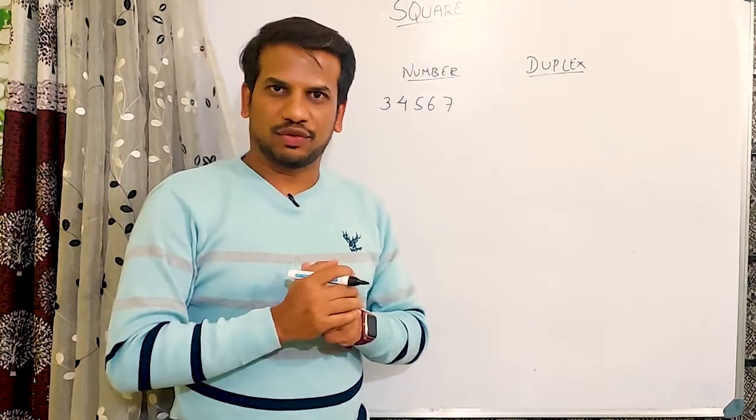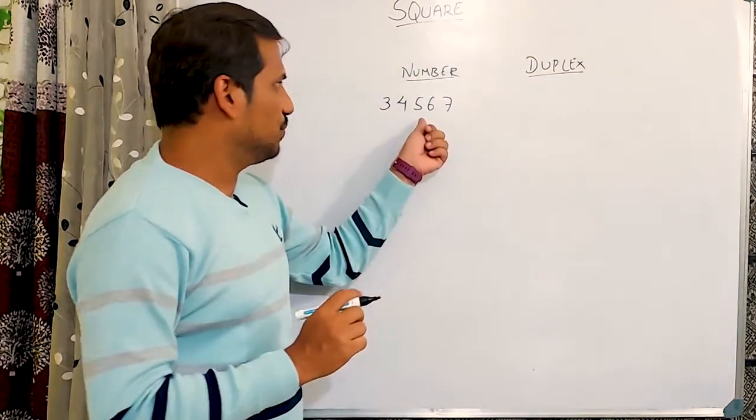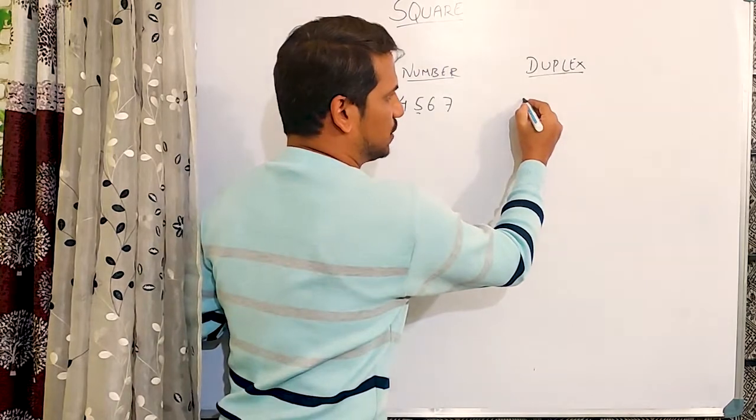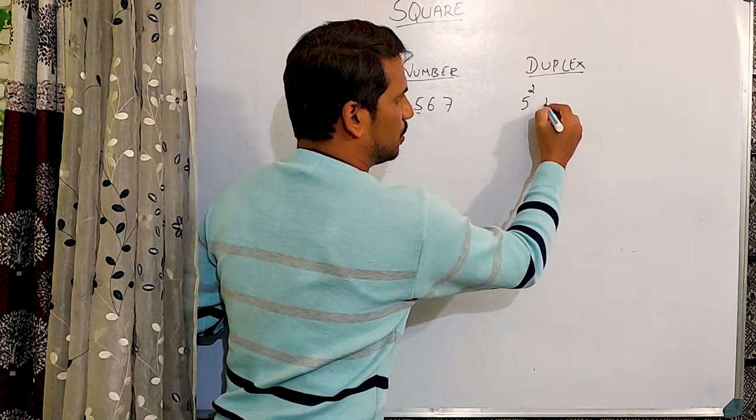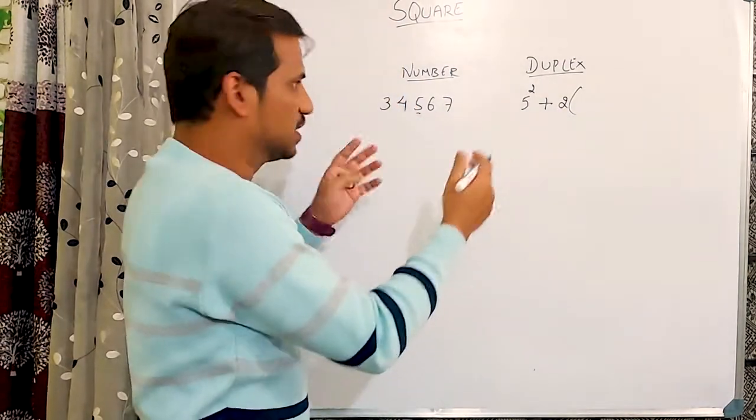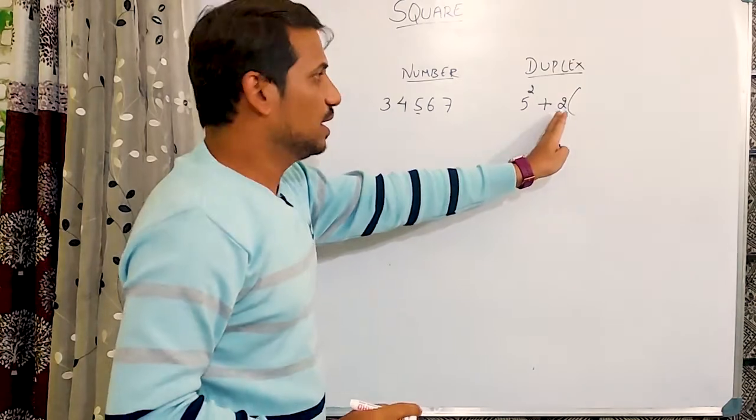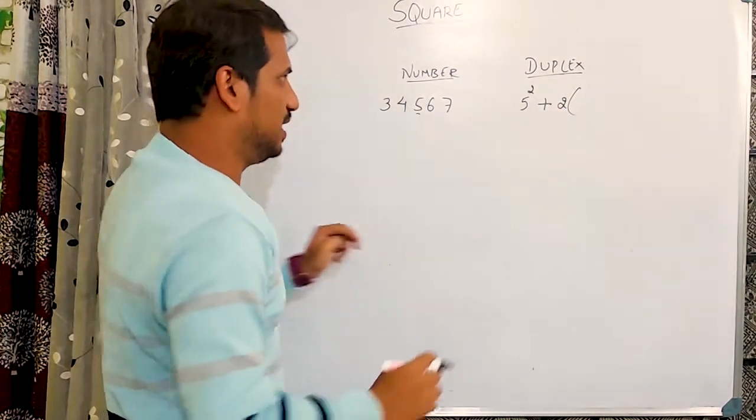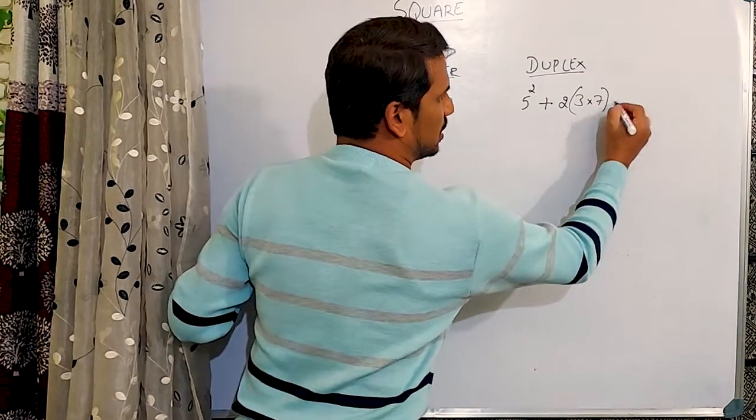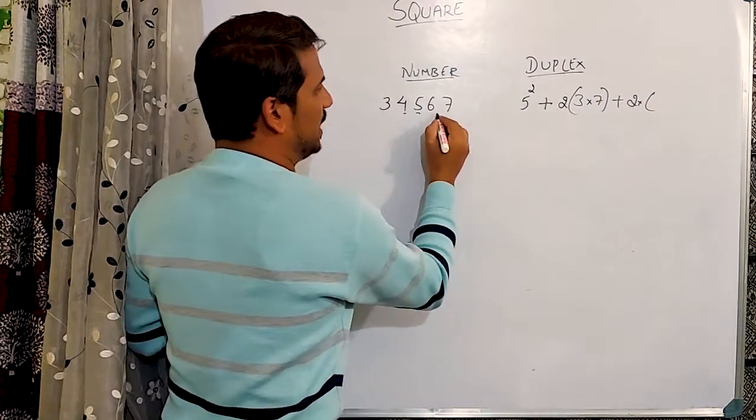To find a duplex of a 5-digit number, it's very similar to the 4-digit number, just that we have one number in the middle. So let's take this up and square it. So 5 square plus twice, this is similar to the 4-digit number then. Now we have taken out the 5 where we have squared it and kept it, and now we need to just add it into 3 into 7 extremities plus twice the product of 4 and 6.